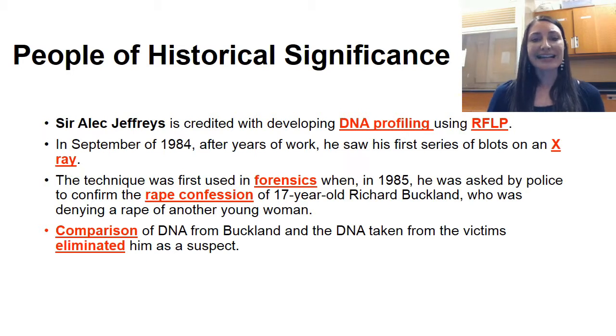And so using this technique, he was able in 1985 to confirm the rape confession, or he was asked to confirm the rape confession, of a 17-year-old, Richard Buckland. He denied raping a young woman, and by comparing the DNA from Richard Buckland and the DNA taken from the victim, he was able to eliminate him as a suspect. The DNA profile did not match, so he was exonerated.